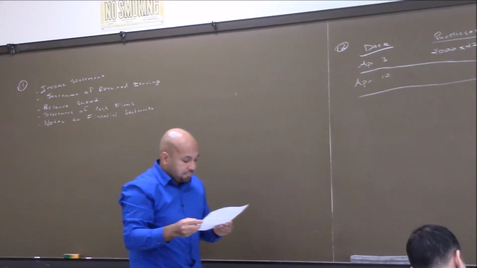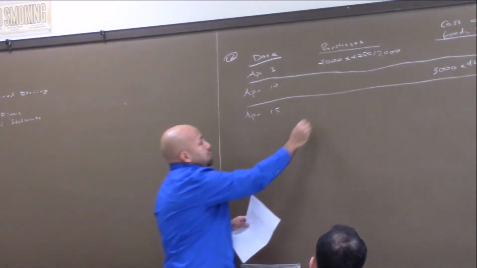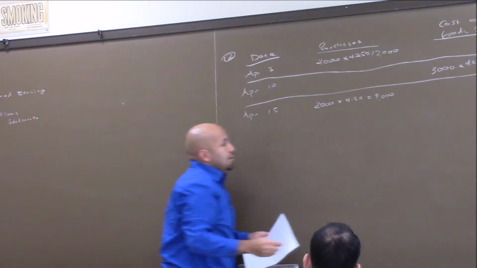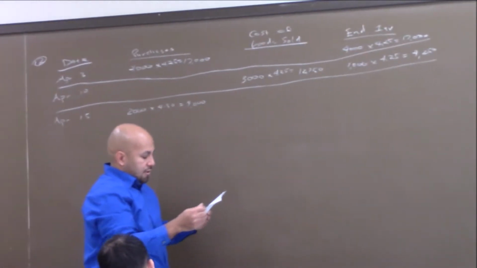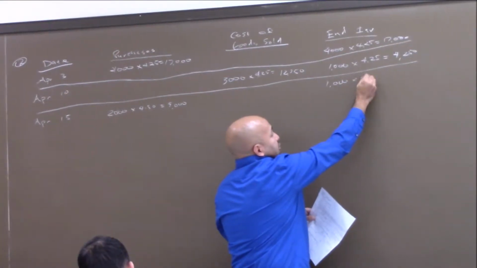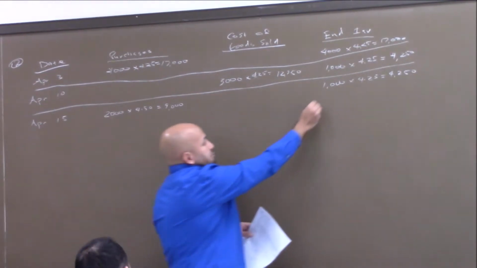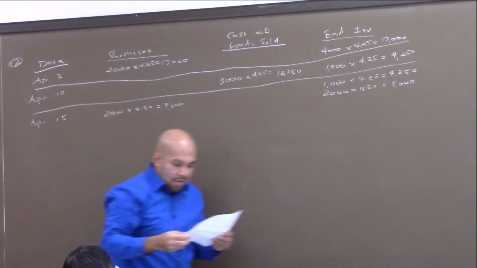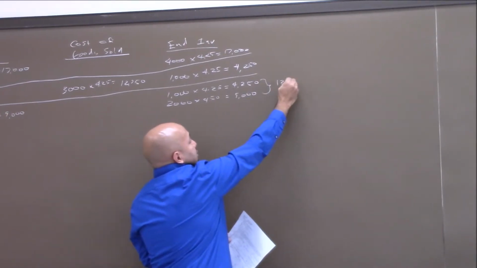Okay, next activity. April 15th, they purchased 2,000 units at $4.50. That's $9,000. So now how many layers do we have? 2. We have 1,000 at $4.25 equals 4,250. We just added another layer, 2,000 at $4.50 equals 9,000. So let's say we were to stop here. What would be the ending inventory? You add up these 2 numbers, and that equals 13,250.